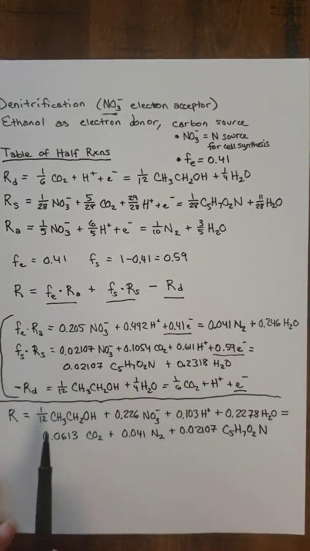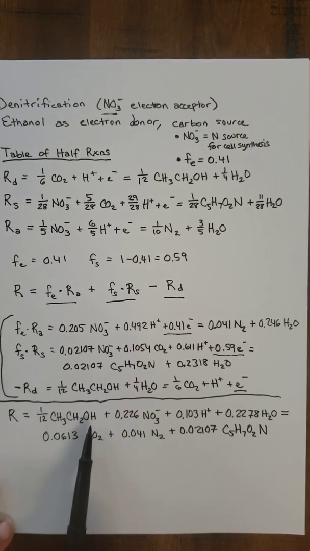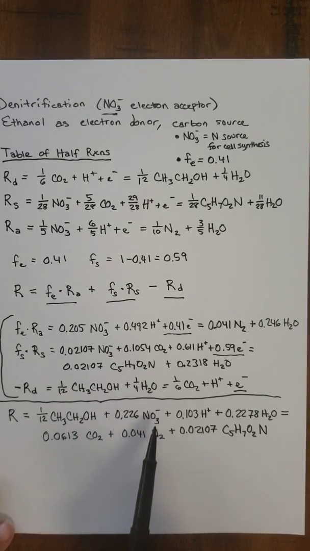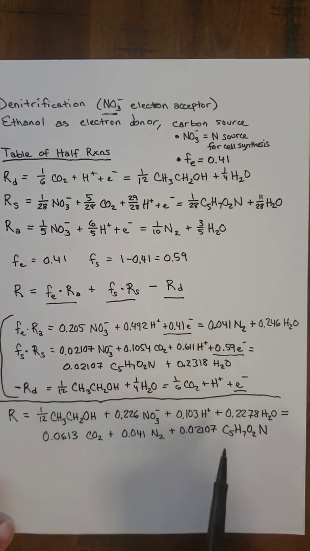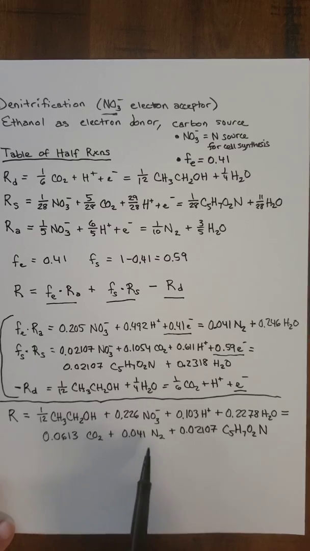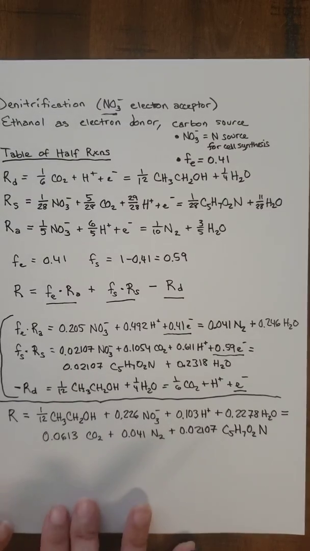It includes the fact that we have our ethanol going in, we've got our nitrate going in, and we're resulting in some CO2 production, but we're also resulting in some biomass production with that carbon. And then finally, we have nitrogen that's being converted to our nitrogen gas from nitrate. So this is our overall equation.